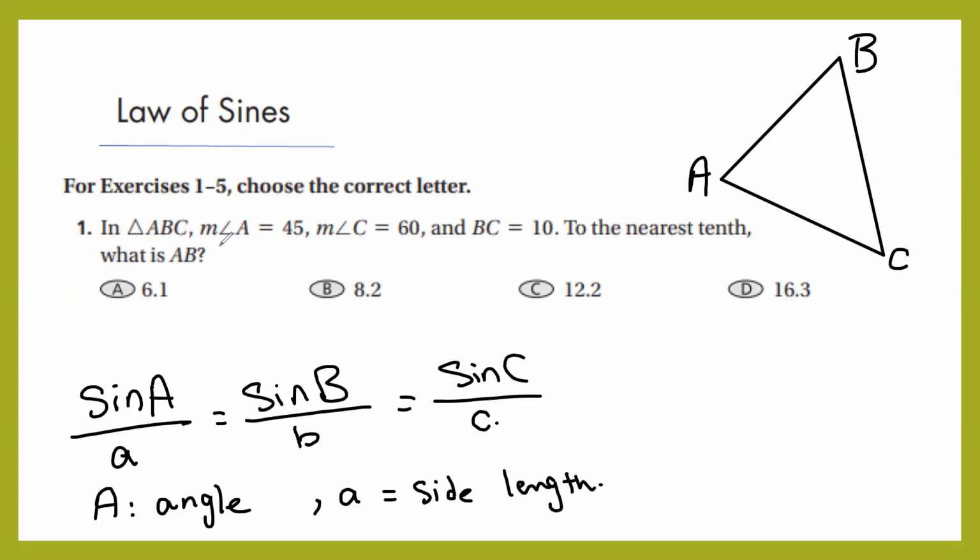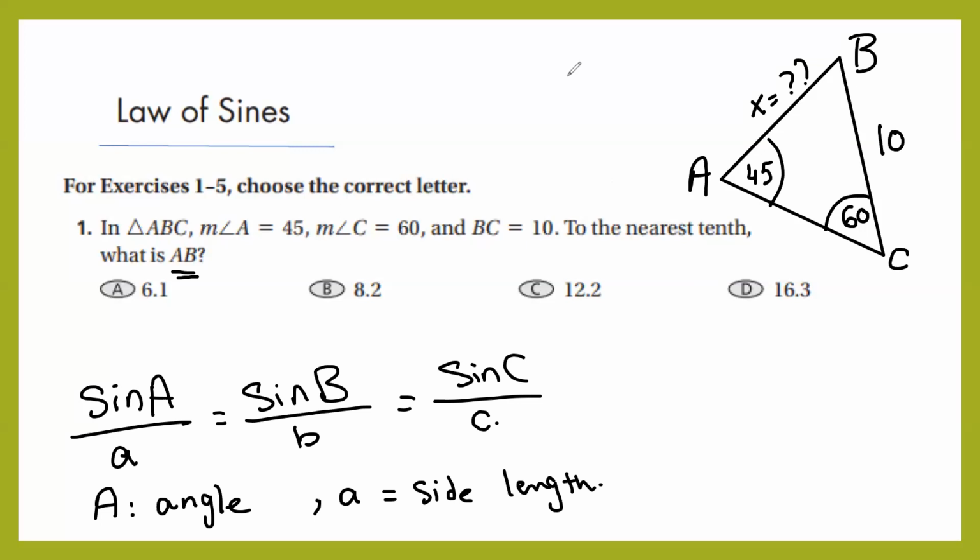He said the measure of angle A equals 45. The measure of angle C is 60. And BC is 10. This is the BC, which is 10. To the nearest answer, what is the AB? He's asking me here, this is my problem, find the AB.